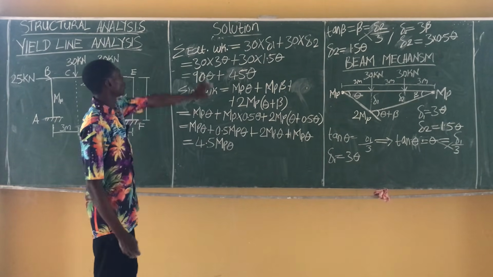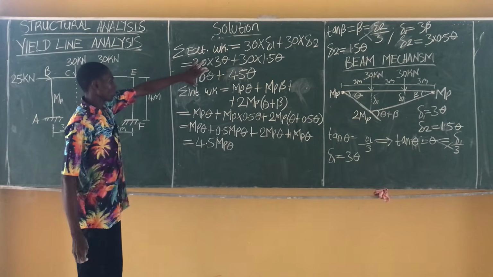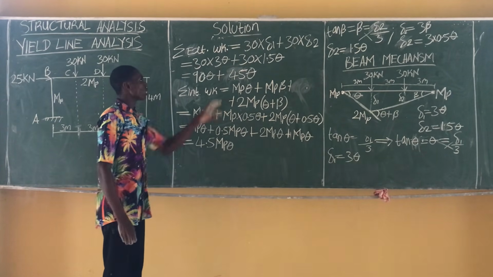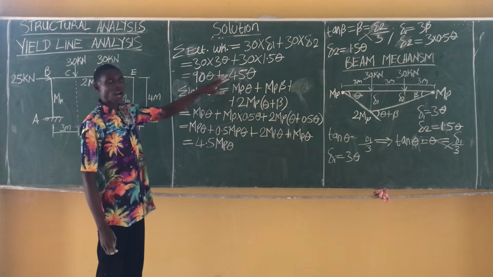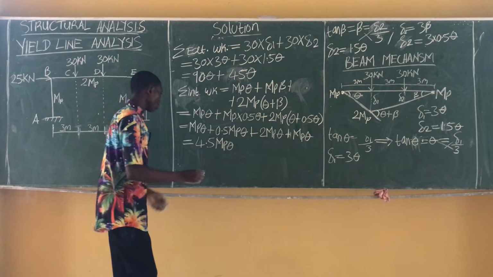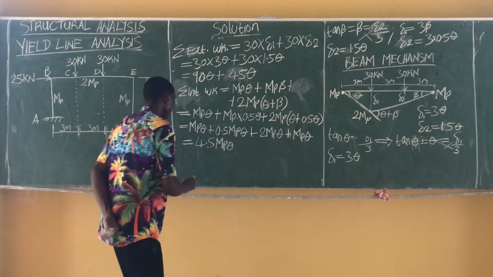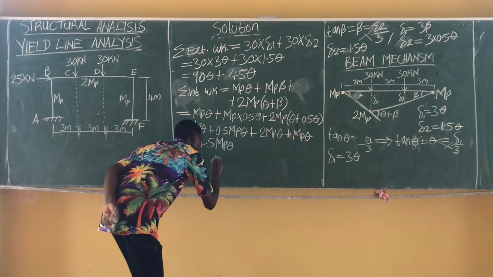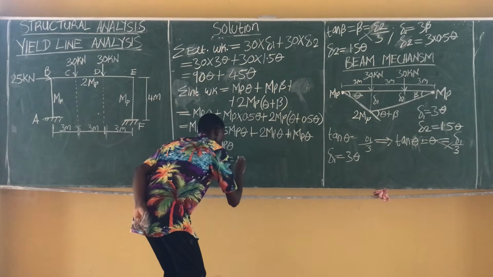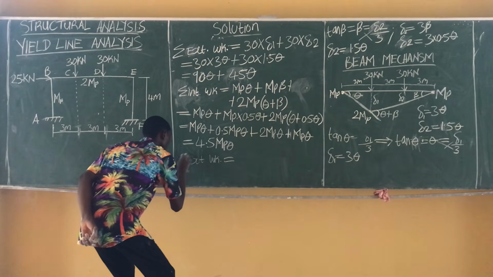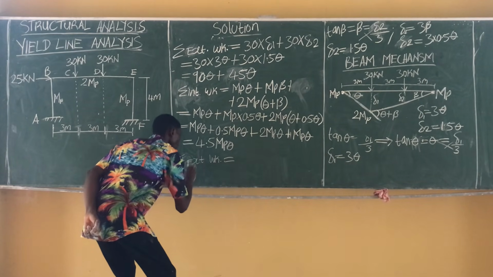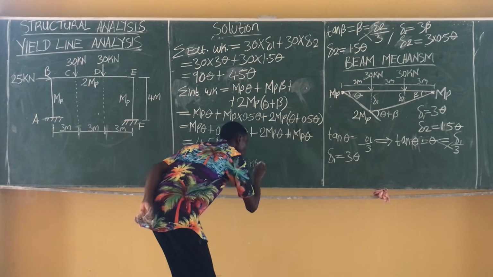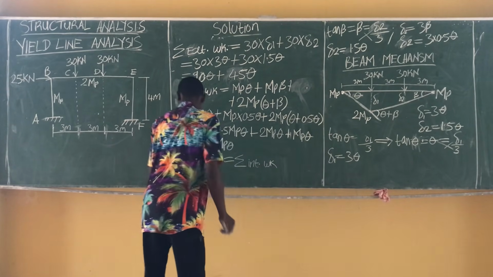So having gotten our external work done and our internal work done, our next task is to equate our external work done to our internal work done. According to the virtual work method, summation of our external work done is equal to summation of our internal work done.